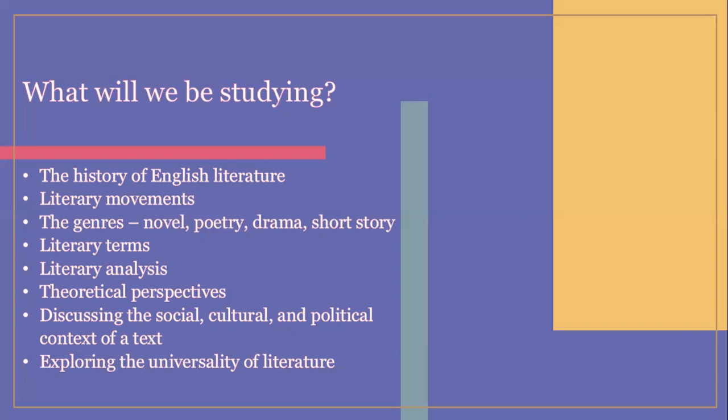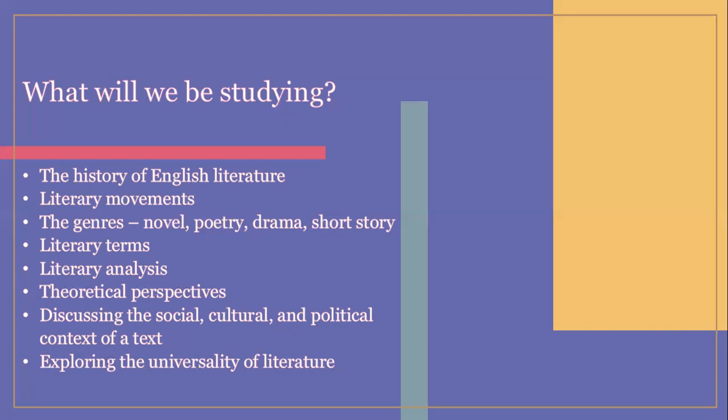Then moving on, we'll be looking at different genres in literature. So I have mentioned 4 genres here, and bear in mind that these are not the only genres that fall into the category of English literature. There are other genres like creative nonfiction and prose, but for the sake of this course, we will only be looking at novel, poetry, drama, and short story. And if you take a look at your course outline, you will see some particular texts that fall into each one of these categories.